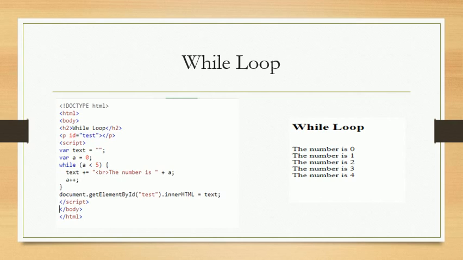This is the code of while loop, where we can print integers starting from 0, less than 5. This is the output of this code.